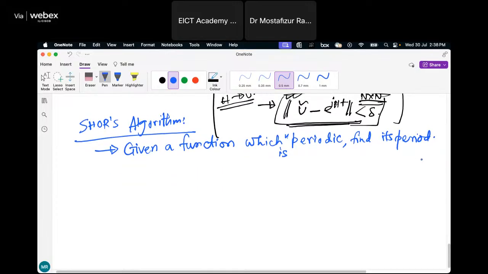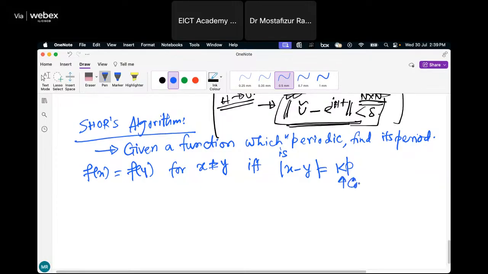Okay, so let us take a little bit strict mathematical definition. The strict definition is: if there are two points x and y, f(x) and f(y) are equal for x not equal to y if and only if the difference between these two points x and y equals some constant k times p, where k is a constant and p is called the period.